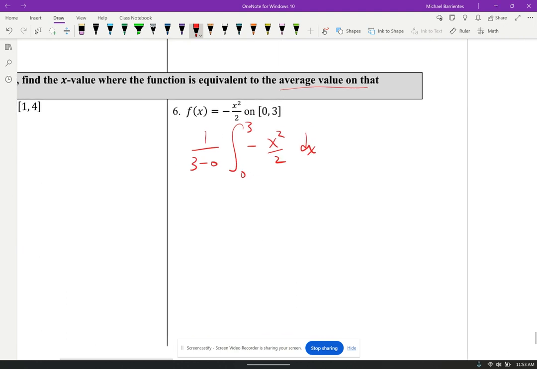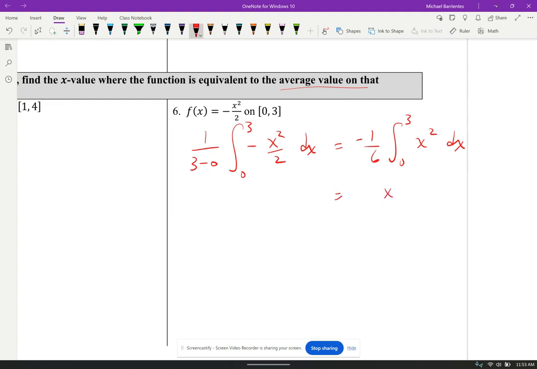Just to make it a little bit nicer, if I'm doing this by hand without a calculator, I'm going to take that negative outside of the integral. I'm also going to take the 2 in the denominator outside, even though there's already a 3 here. When I pull that 2 out, I'm going to multiply, and I'm going to get negative 1/6 times the integral from 0 to 3 of x squared. That might make it easier to take the antiderivative.